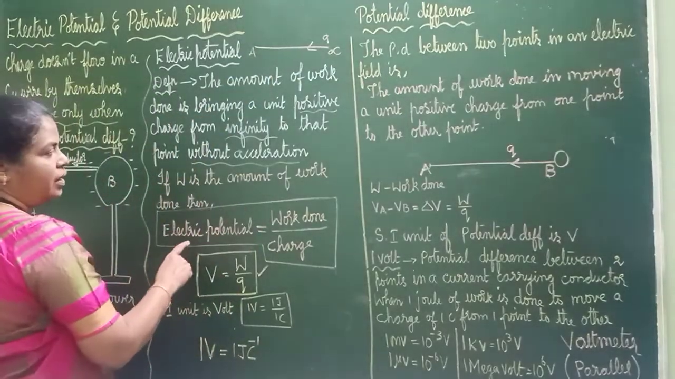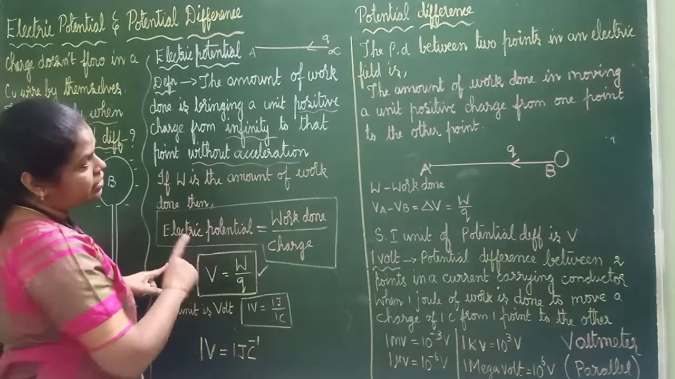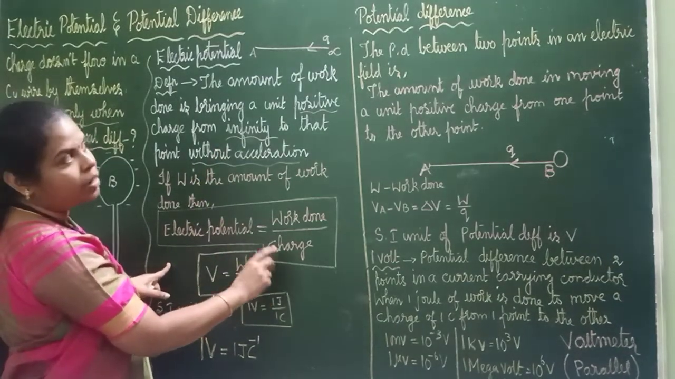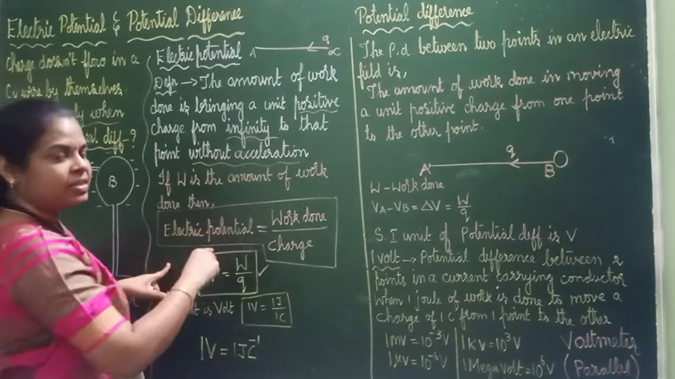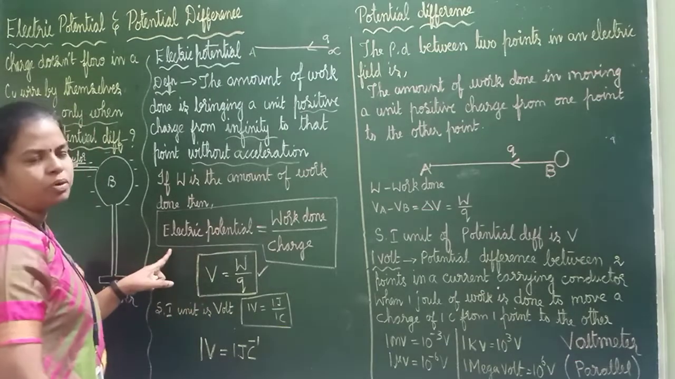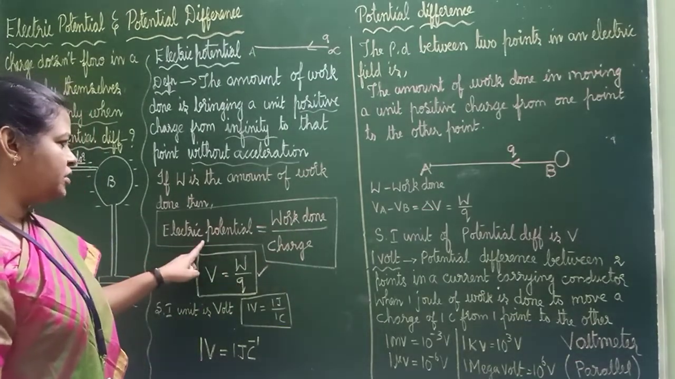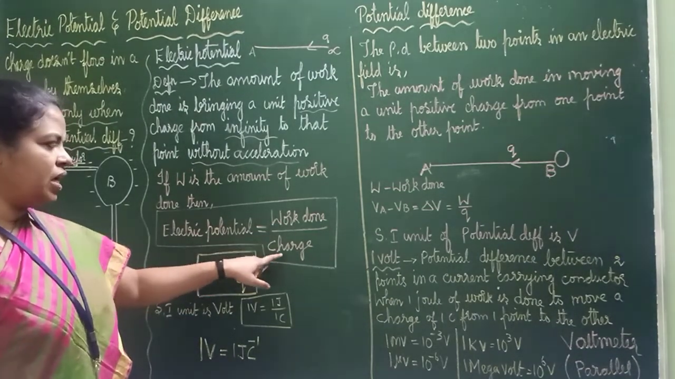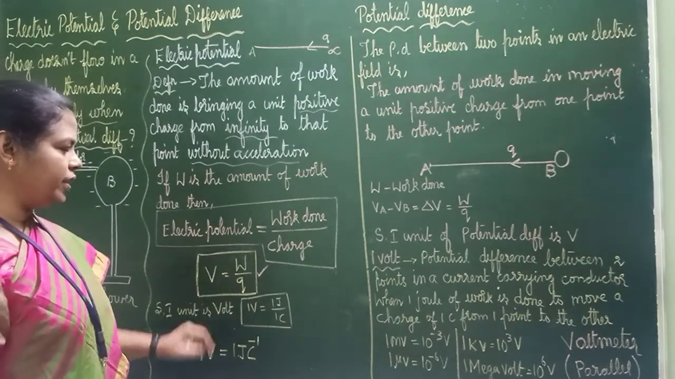For example, if you are taking like that, then electric potential is equal to work done by charge. The amount of work done to move the charge from one end to this end, that is called work done. So, electric potential is equal to work done by charge. Electric potential is denoted by V, work done is denoted by W and charge is denoted by Q. We know that. So, V is equal to W by Q.